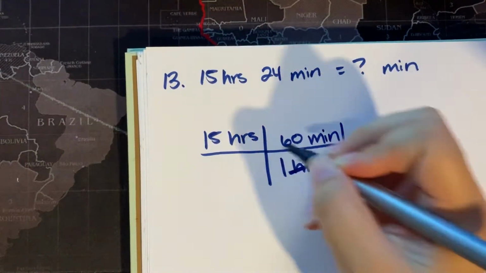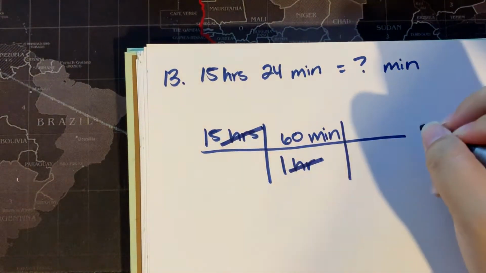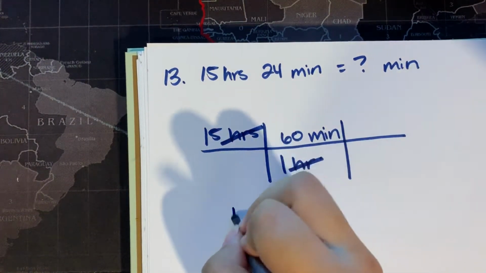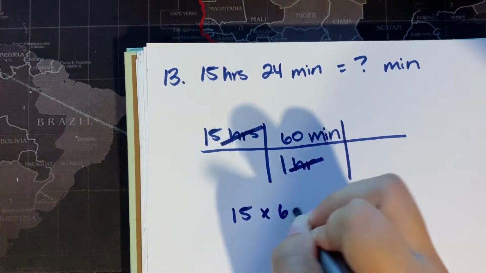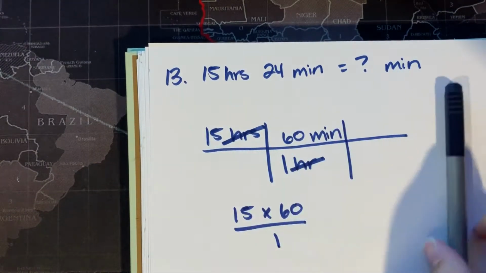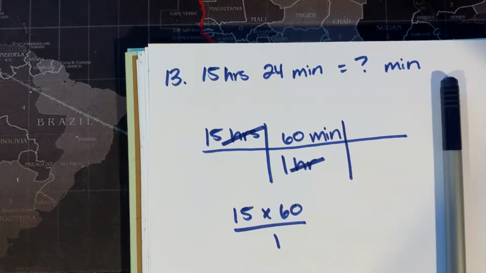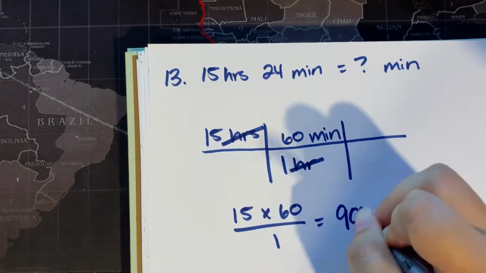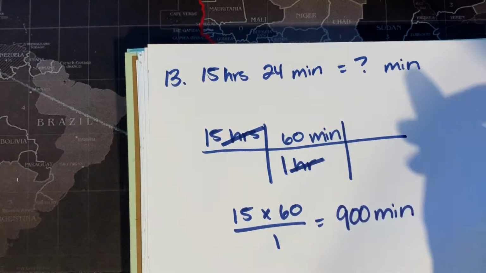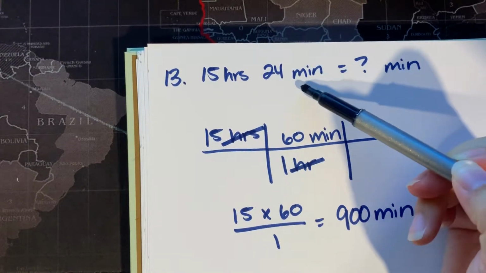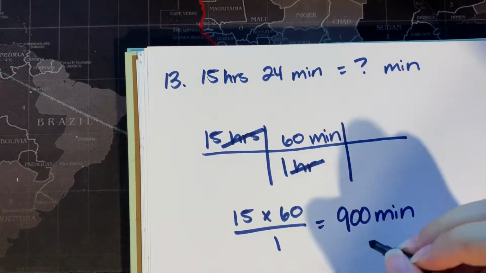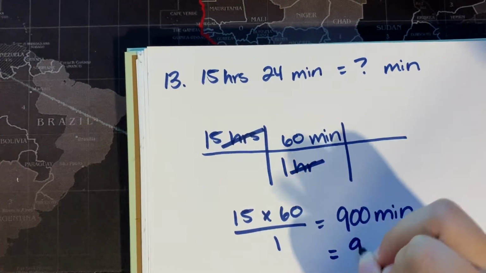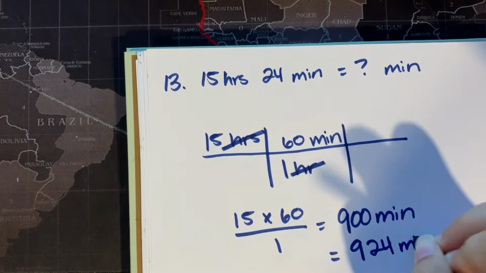All right, your hours cancel out, and you're left with 15 times 60 divided by 1. Okay, so easy as that. Put that into your calculator. Let me put it into mine. Okay, so you should get 900 minutes. And then of course you're gonna add your 24 minutes to that 900. So final answer is 924 minutes.